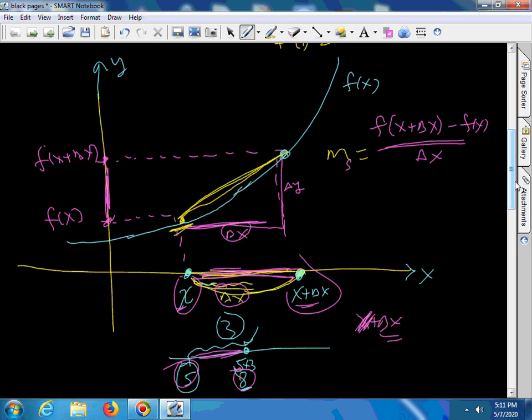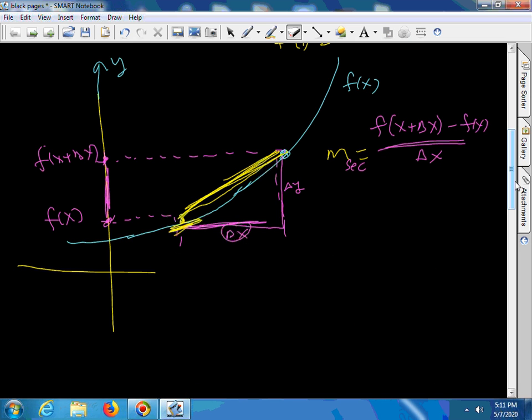They call this m of the secant. Now, I kind of hinted that the slope of this line is not very close to the tangent line. So you know what we're going to do? We're going to make delta x a little bit smaller. I'm going to use the same x, but instead of putting x plus delta x here, I'm going to put it here. That is, this distance is delta x.